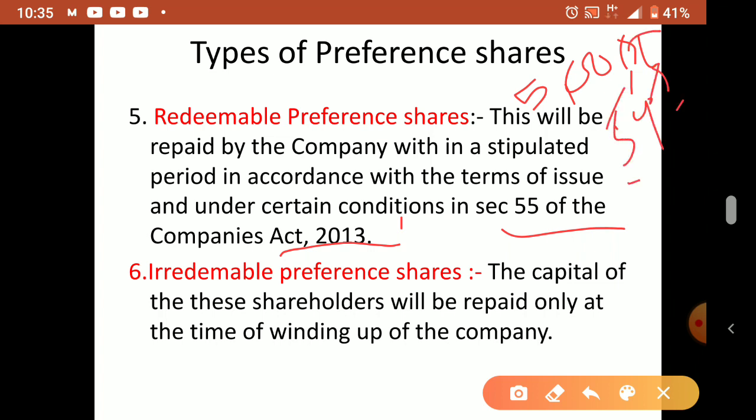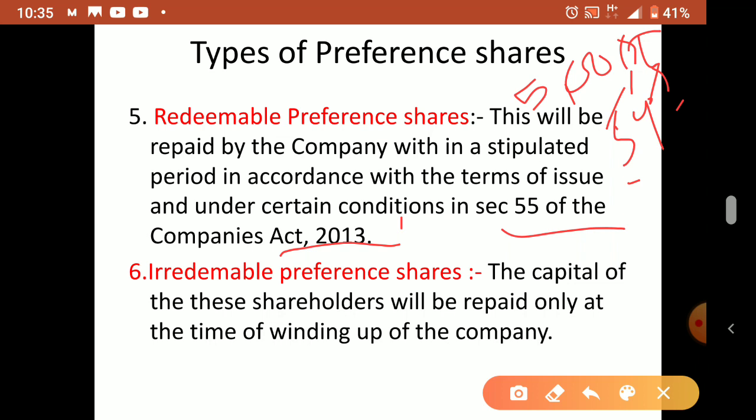That means we told them this money will be paid back after 5 years. So if that condition is there, then it is called what? Redeemable. We are repaying it in advance. We told them this is redeemable and your amount will be repaid after 5 years. Understood? So till 5 years they'll be getting only dividend, but at the end of 5 years they will get their principal amount, 5 lakh rupees, also back. Understood?